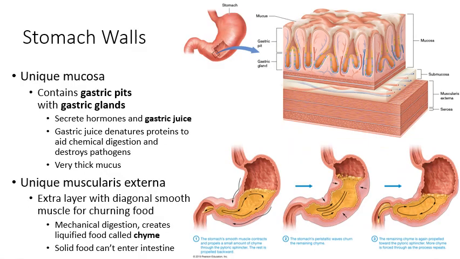The walls of the stomach have several modifications to the basic scheme of GI tract walls. First, the mucosa is unique because it contains structures called gastric pits, which are basically invaginations, or pits in the wall of the mucosa. At the bottom of each pit, you have a gastric gland. Those gastric glands are secreting hormones, gastric juice, which is stomach acid basically, also mucus. The mucus they secrete is very thick because it needs to protect the walls of the stomach from the stomach acid. And the gastric juice is very acidic.